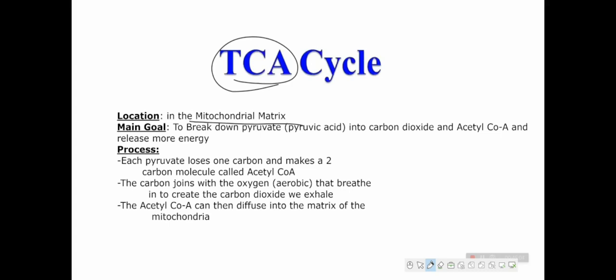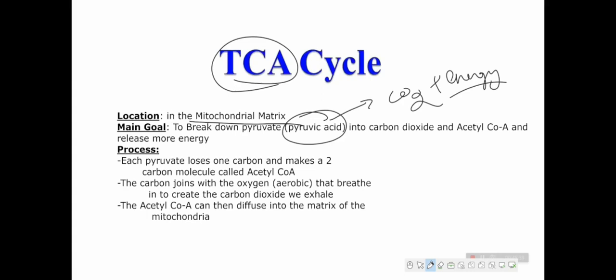What is the main goal of the TCA cycle? The main goal of the TCA cycle is the breakdown of pyruvate into CO2 and acetyl coenzyme A and release more energy. Pyruvate, or pyruvic acid, is broken down into CO2 plus energy, so that more energy will be formed.